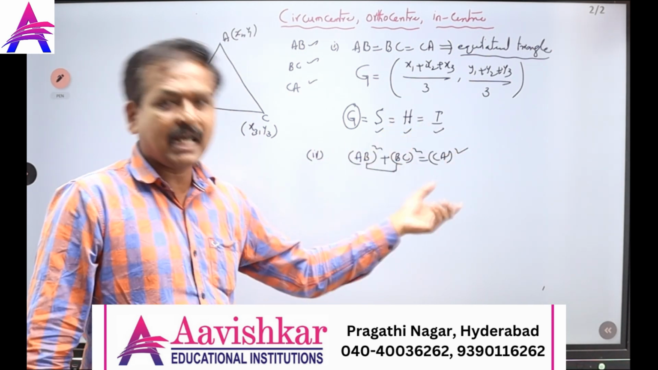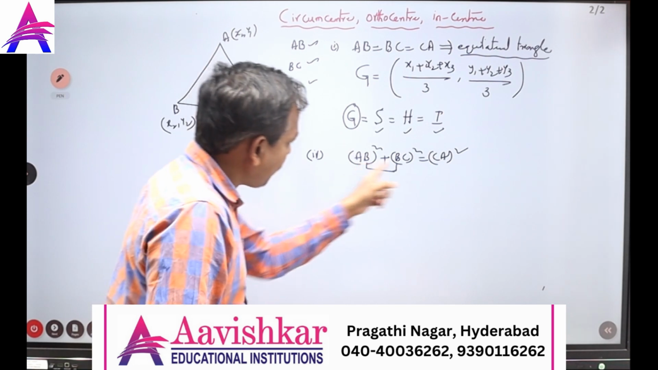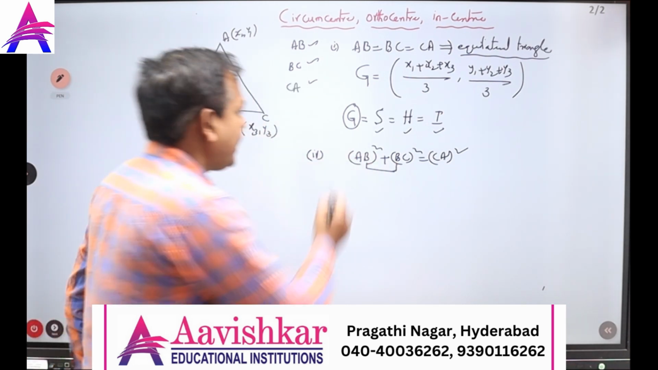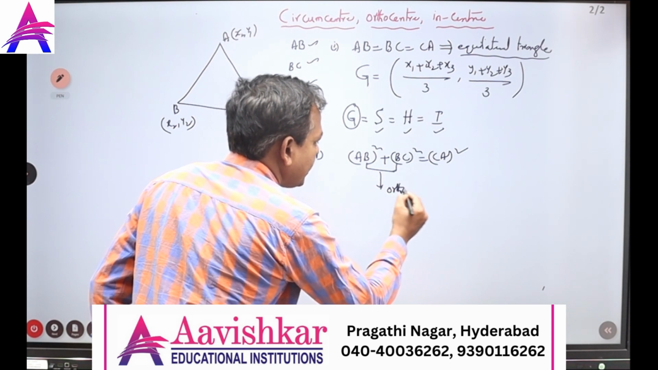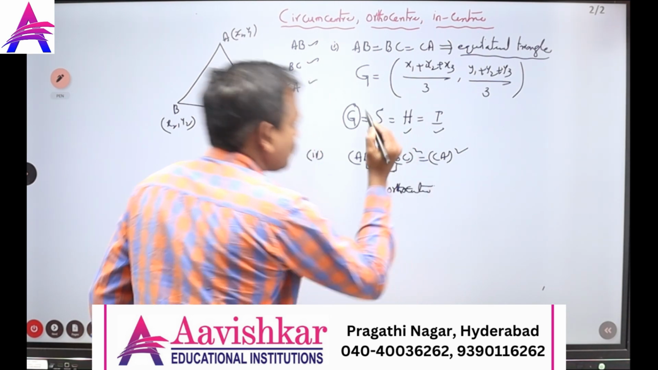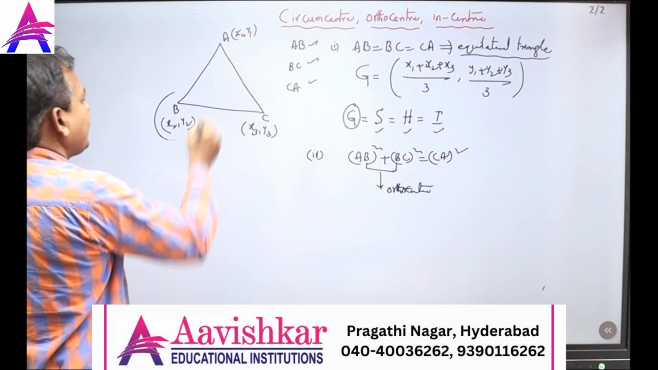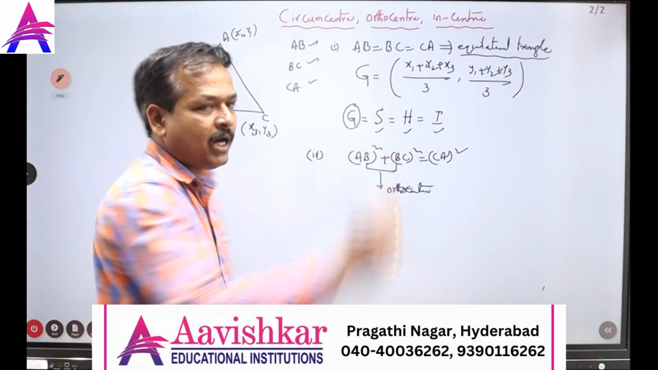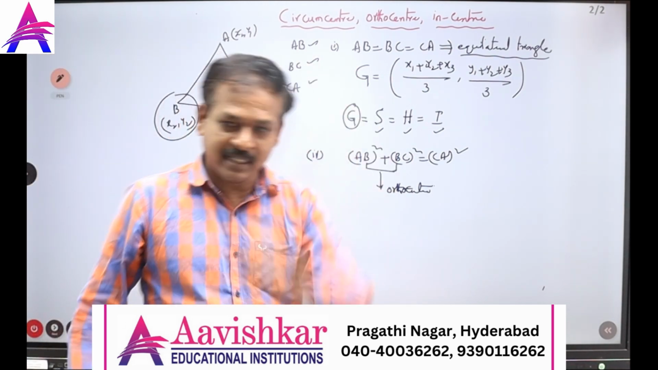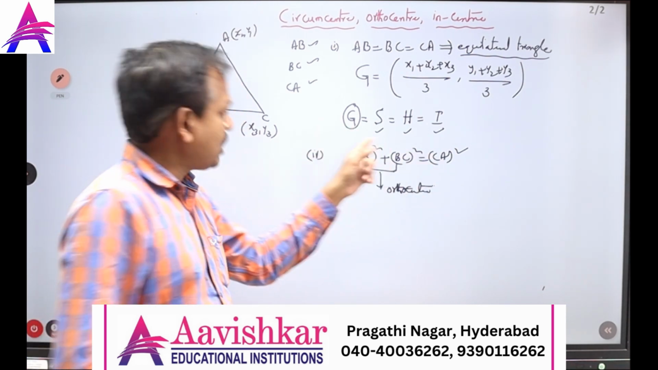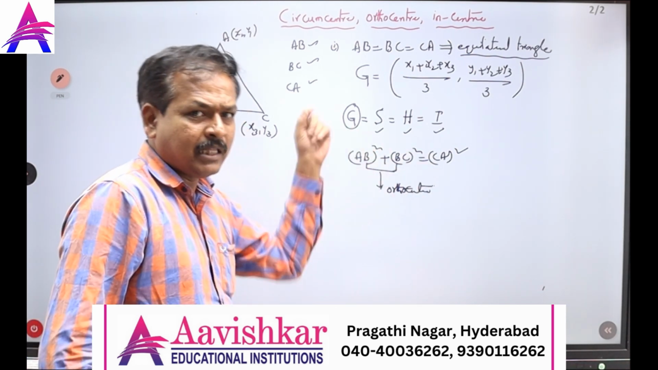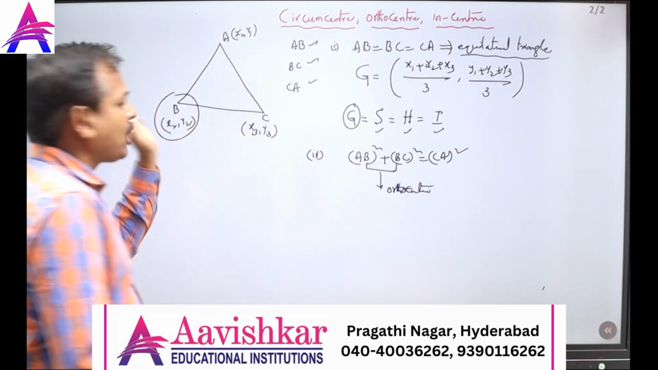If this condition follows, so here see the point B is there, that B point itself is the orthocenter. The vertex B here is going to be the orthocenter of the triangle ABC. I think you got my point. If this condition is satisfied, the common point B vertex itself is the orthocenter.